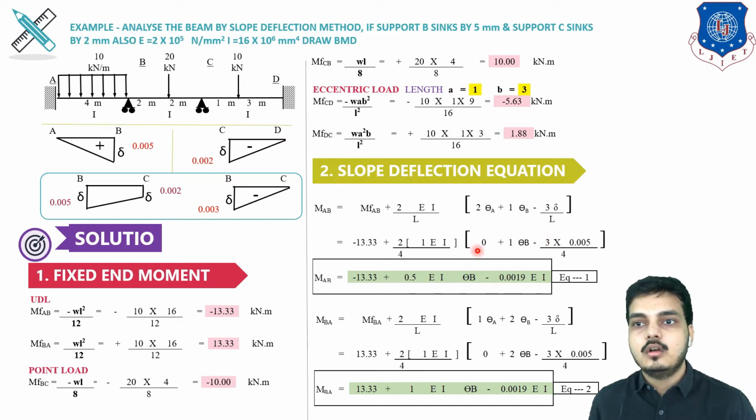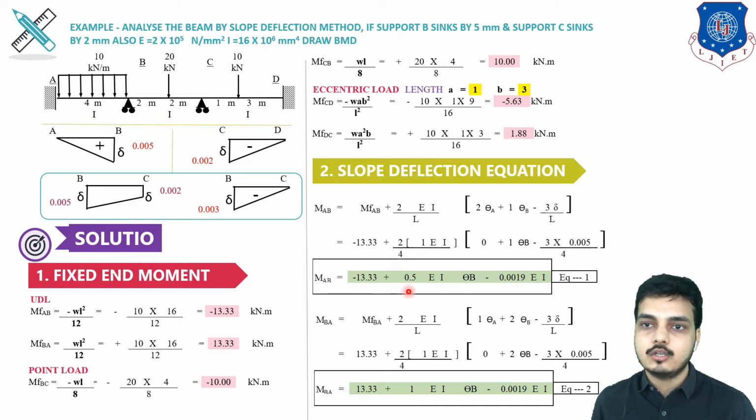Now solve this entire thing: minus 13.33 as it is. 2 by 4 is nothing but 0.5. Here I have multiplied with 1 theta B, so I will be getting 0.5 EI theta B. Now the entire thing has to be multiplied with this, so I will be getting 0.0019 into EI.